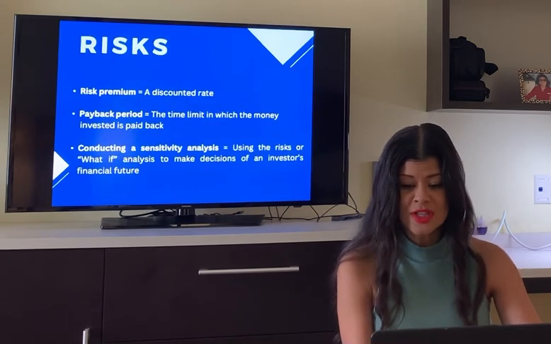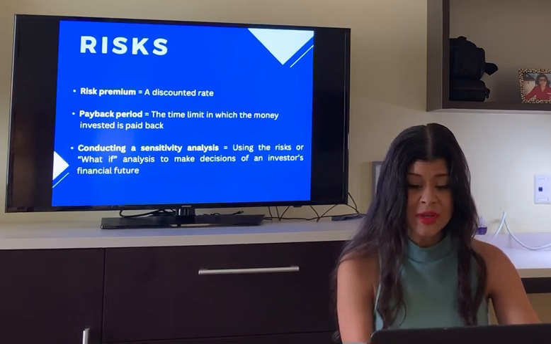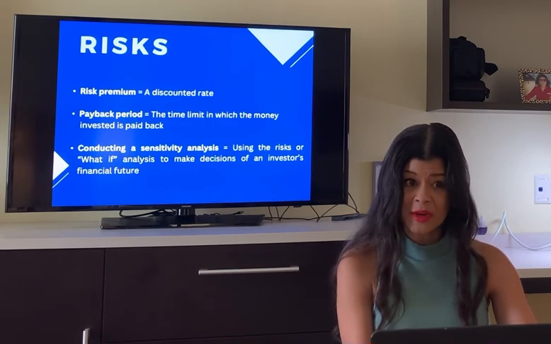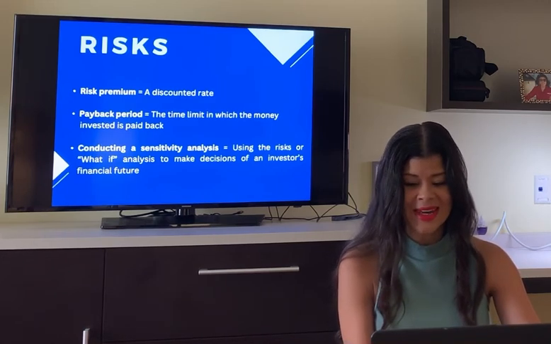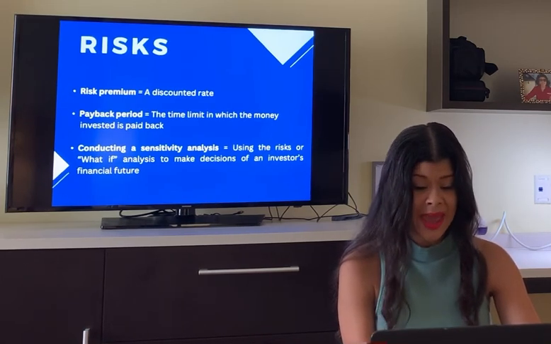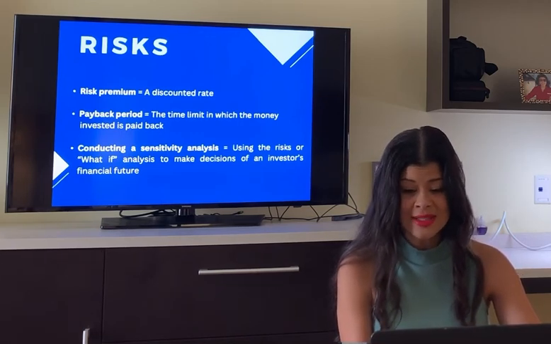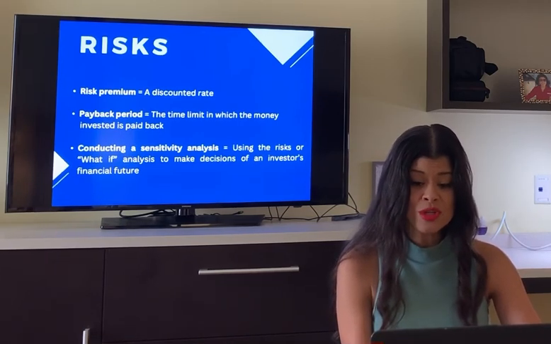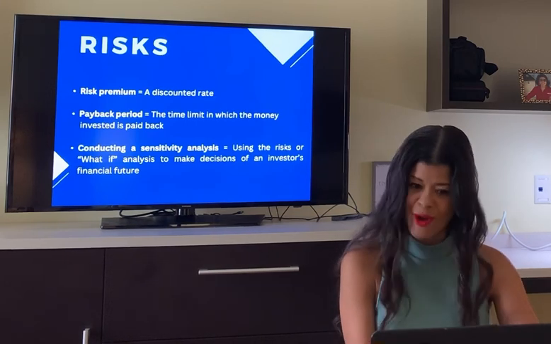A project's risk would be incorporated into a capital budgeting analysis by means of a risk premium, payback period, and guess what? Conducting a sensitivity analysis, as mentioned by Adams, which brings us full circle on why sensitivity analysis is such an important tool in financial investing and forecasting overall.